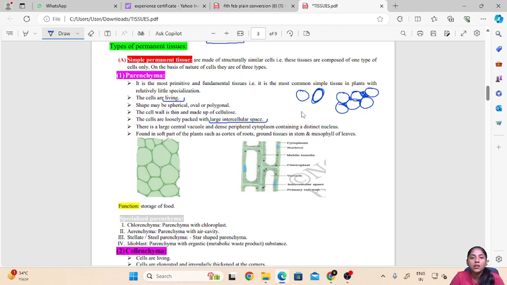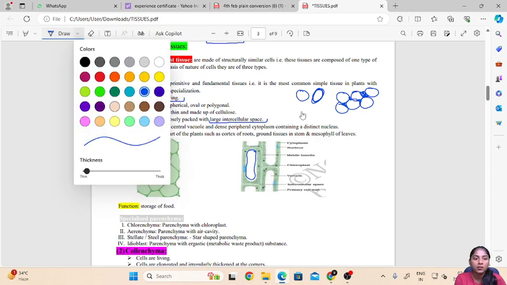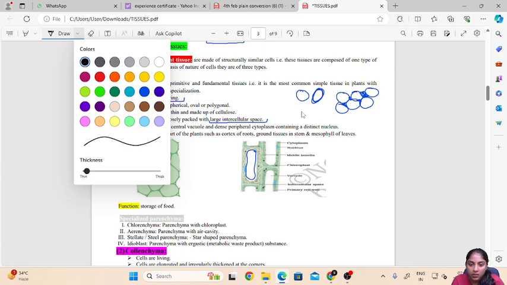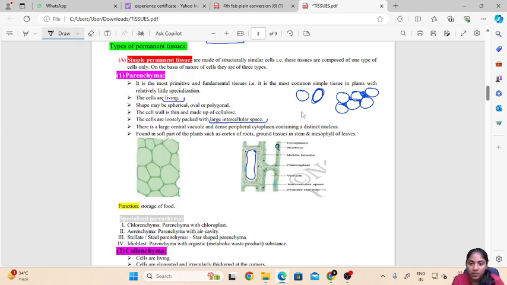Then there is a large central vacuole and dense peripheral cytoplasm containing a distinct nucleus. As we can see here in this diagram, there is a large central vacuole, a large cavity, and there is peripheral cytoplasm present in the cell. They will also have a prominent or distinct nucleus. Here also in this diagram we can see the intercellular spaces between the cells.